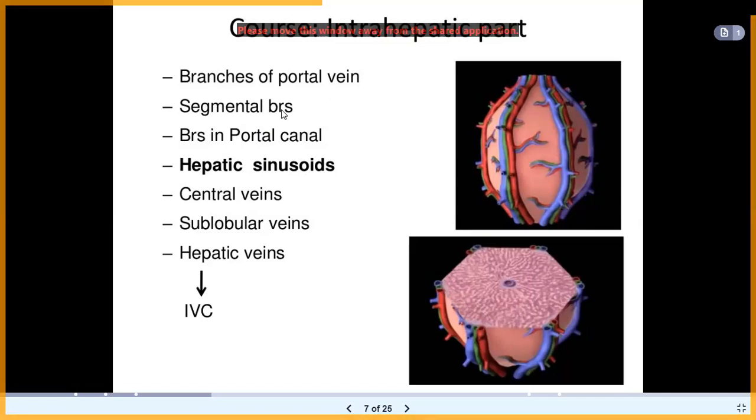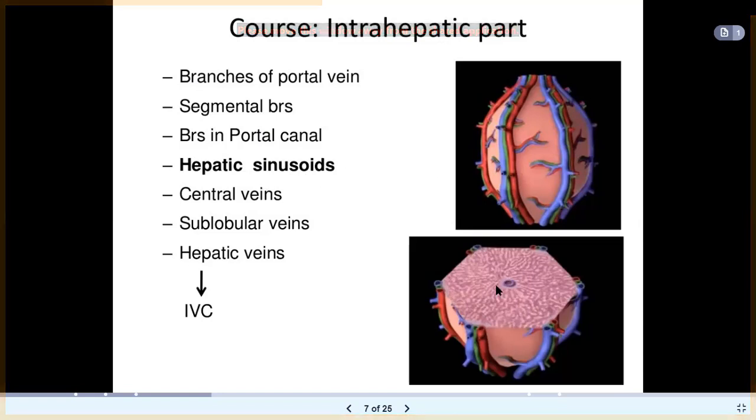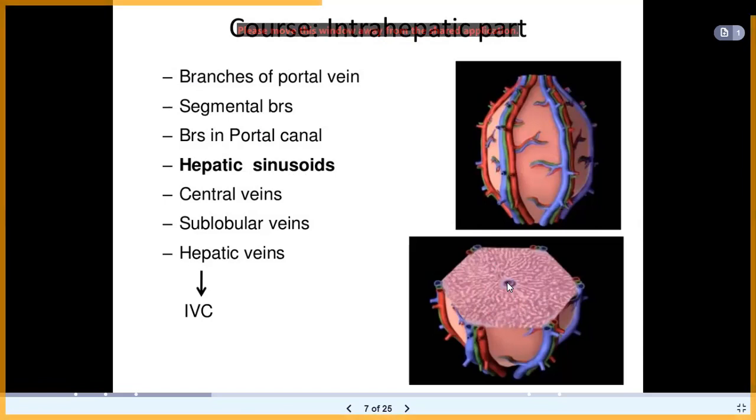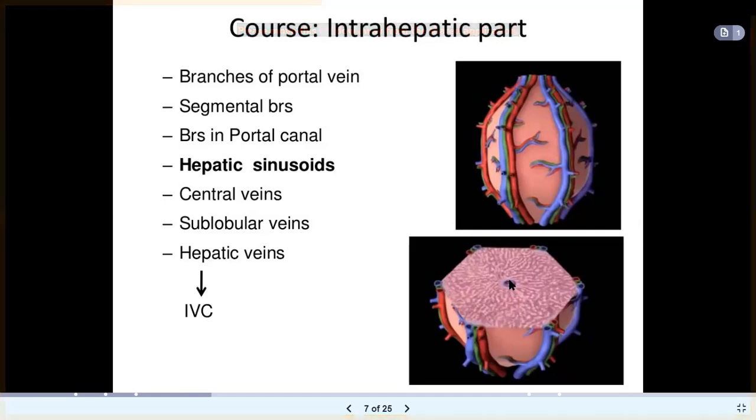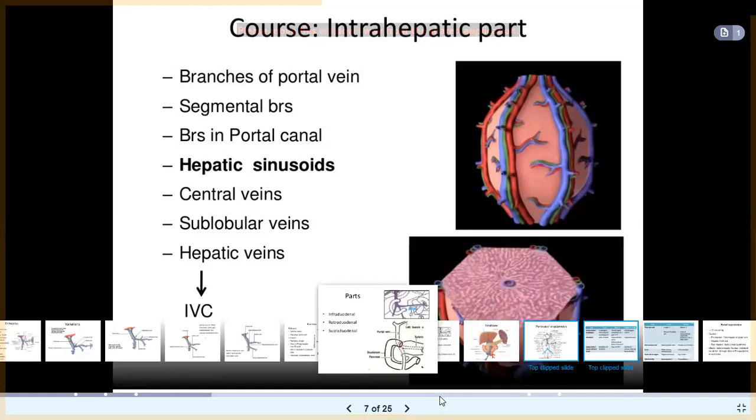So we will see the branches of portal vein, segmental branches and branches in portal canal. Then hepatic sinusoids, central vein, sublobular vein, hepatic vein. Finally, you will see the whole venous blood draining into the inferior vena cava. What we are able to see is the portal vein and the segmental branches here. Between the hepatocytes in this hexagonal hepatic lobule, this little whitish area is the place for hepatic sinusoids. From here, the blood is draining into the central vein. From here, it will be draining into sublobular veins, hepatic veins, and inferior vena cava.